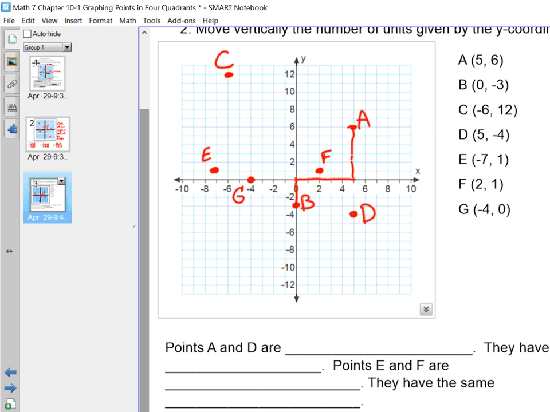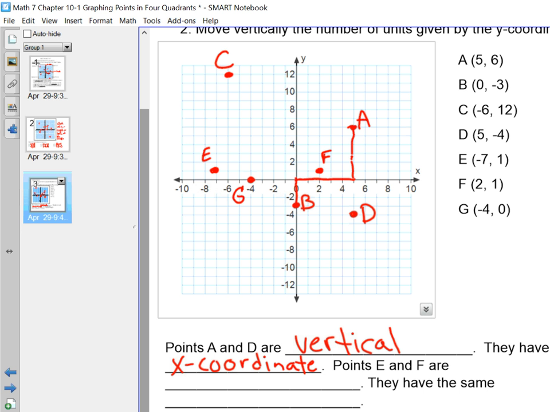If we look at our graph, points A and D are in a position known as vertical. Actually, if I drew a line between A and D, it would form what we call a vertical line. And if you'll notice, A and D have the same x-coordinate. If I drew that line going through A and D, every single point on the line would have the same x-coordinate of 5.